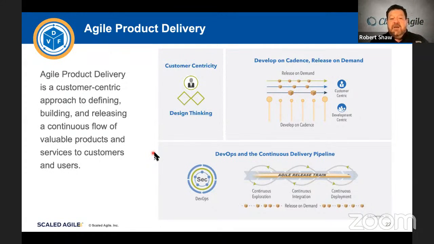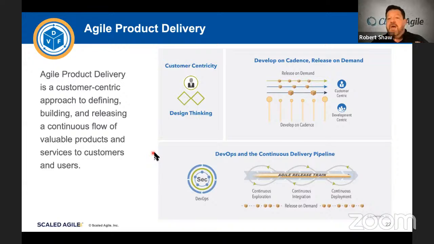So you get into the product delivery side of the house, and now this is all about alignment, thinking, alignment, and understanding the customer, right? So we still see customer centricity around here, getting involved in design thinking concepts and how to bring that into the organization. This concept of developing on a cadence and releasing on demand: in other words, you should have a cadence, a synchronization, a heartbeat around your activity. It's the glue that keeps a lot of this together.